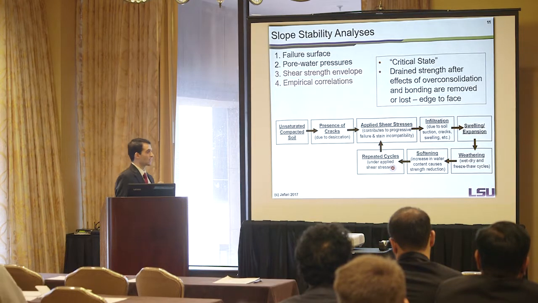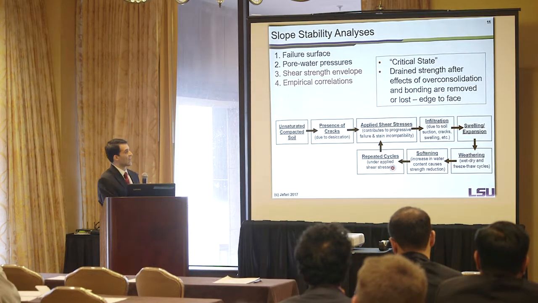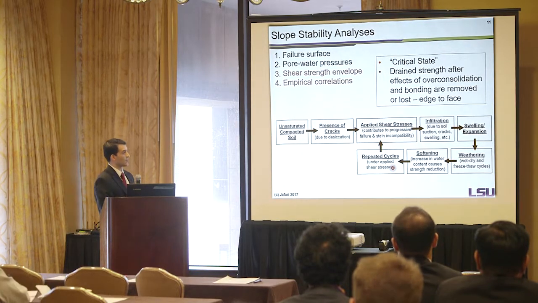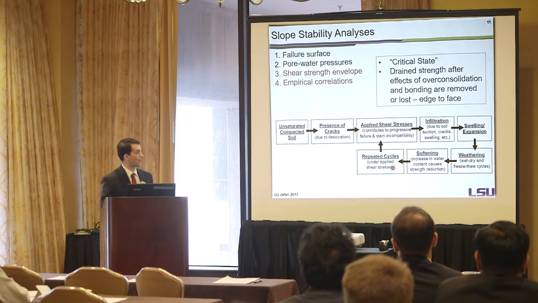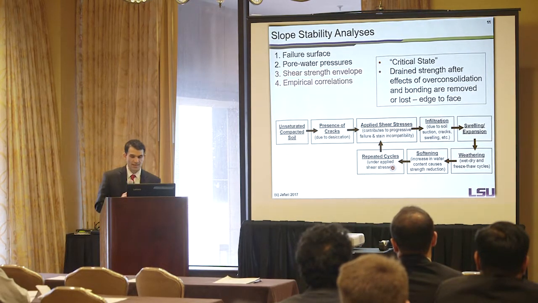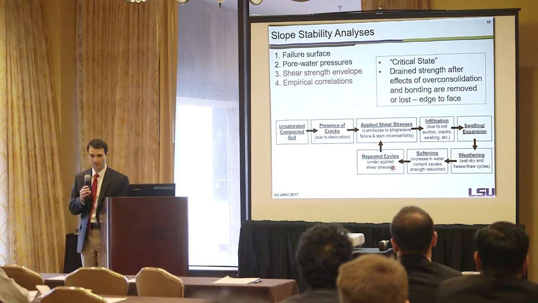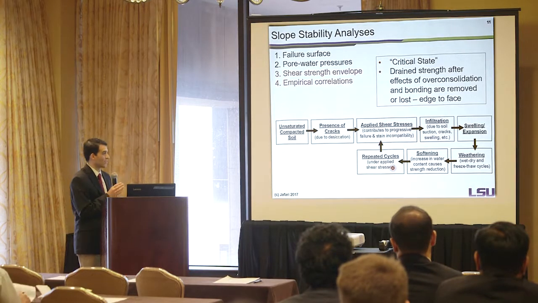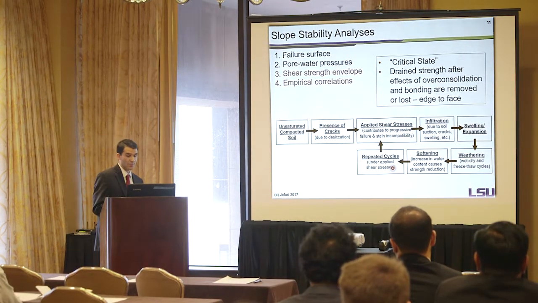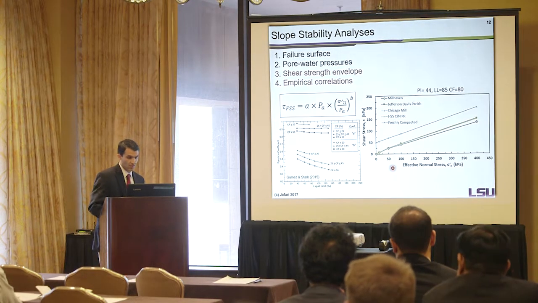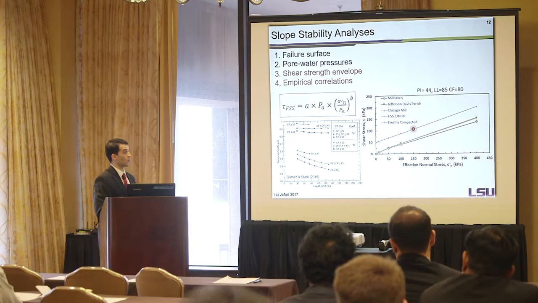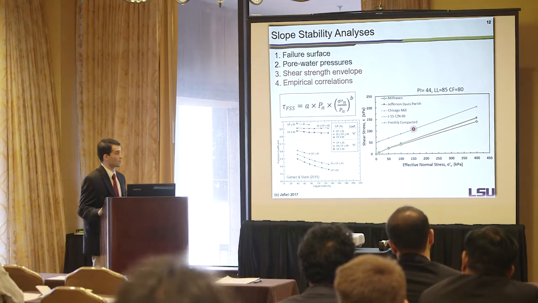And over repeated cycles, that leads to a critical state shear strength called the fully softened shear strength, represented as a drained strength. And that's where the bonds are lost due to the overconsolidation, and that edge to face interaction of the soil particles is lost. So as a result, you have a reduced shear strength. The figure on the right shows that peak shear strength that the embankment would see at time of construction.